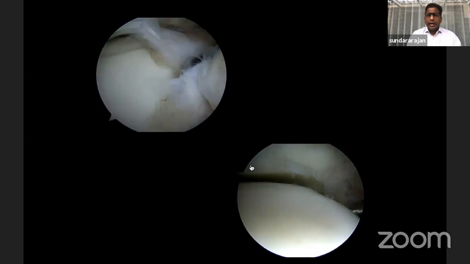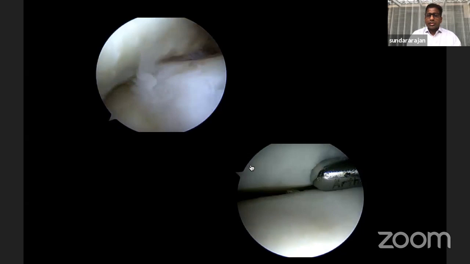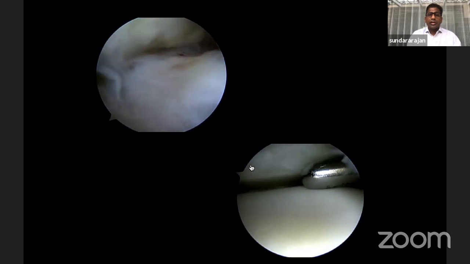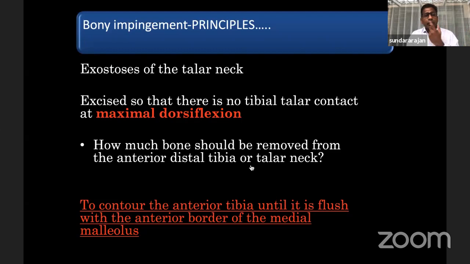Here, definitely you need a smaller system sometimes, because when you have tight joints, you cannot go into the gutter and posteriorly. And on the bony impingement principles, make sure that you are removing all the spur which is touching on the dorsiflexion, and you should use the radiograph during surgery. That is very, very important.